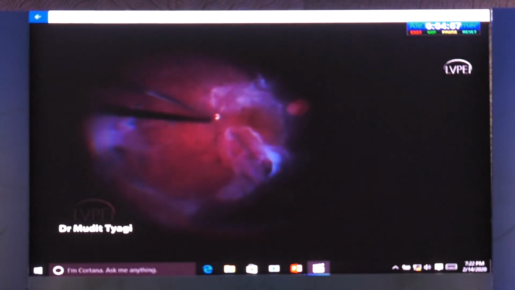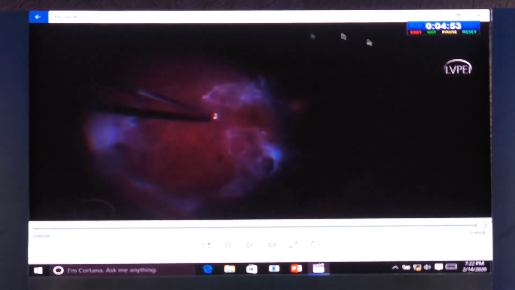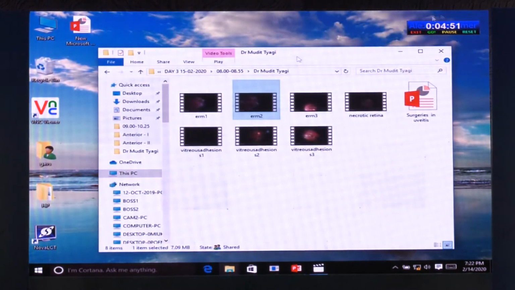So this was a thick ERM which we first of all removed after removing the hyaloid, and you can see it's so thick that I had to use a cutter over here to remove it.